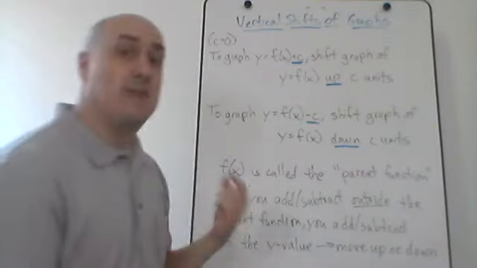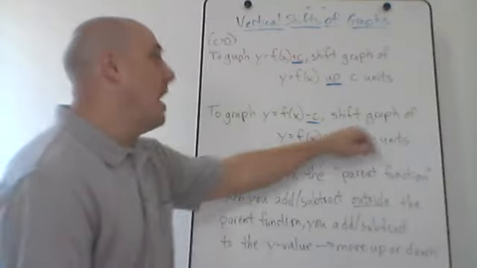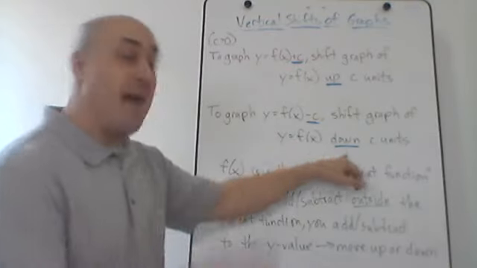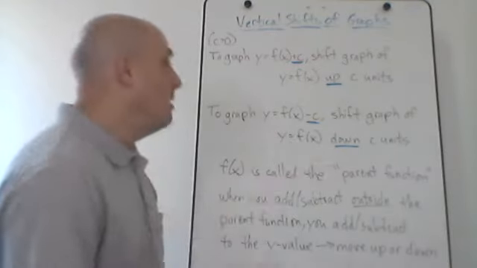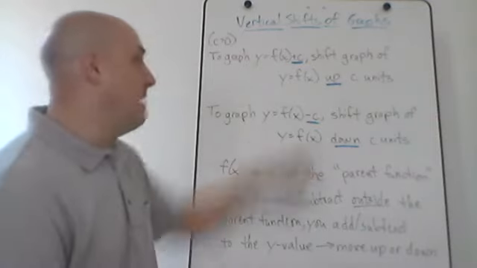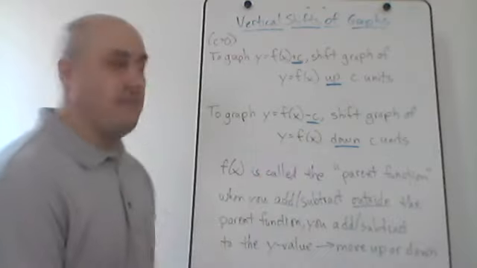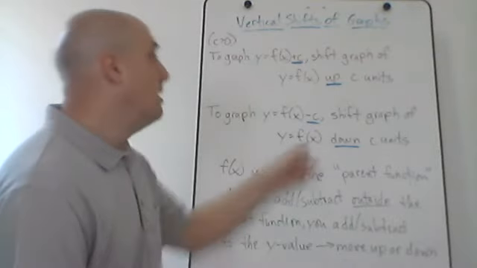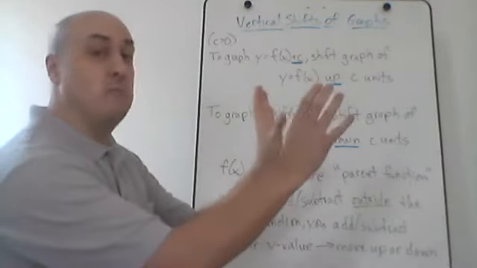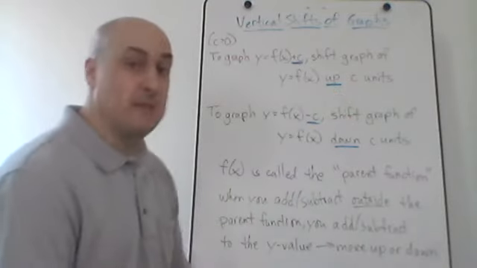On the other hand, if that number is being subtracted, if I graph y equals f of x minus c, I shift the graph of y equals f of x down c units. So once again, if I know what the graph of y equals f of x looks like, and then I graph f of x minus c, so when I subtract a number from it, let's say I have that function f of x minus 2, I take the graph of y equals f of x and I move all the points down 2 units, and that gives me the graph of y equals f of x minus c.